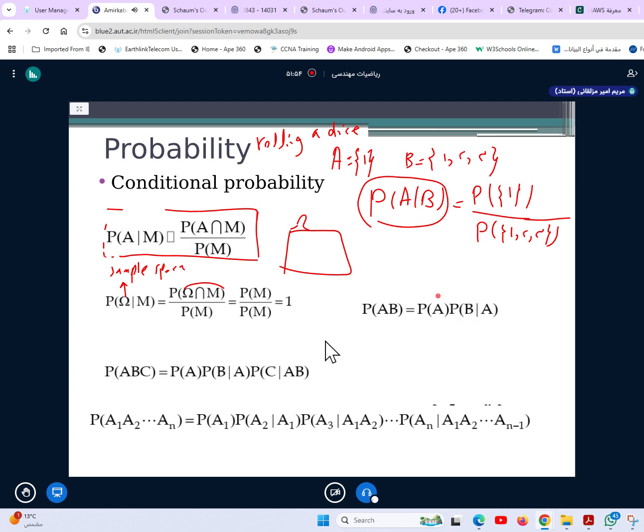But what is this formula? We know that the probability of B given A is equal to this. What should we write in this space?